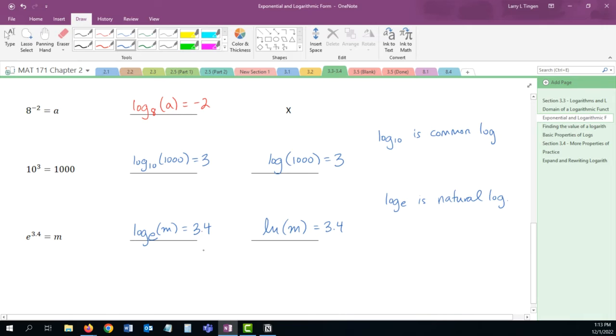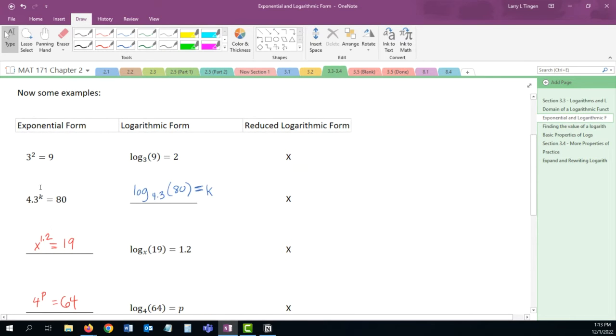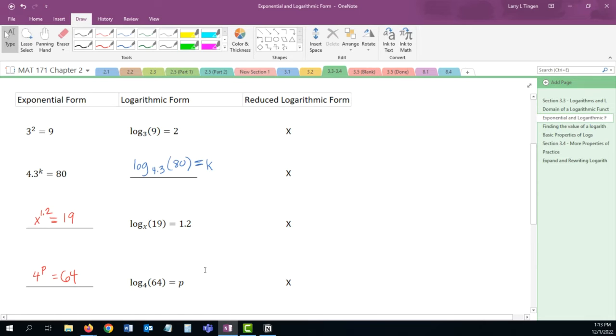Notice I didn't solve anything here, right? I didn't solve any of these problems. I just translated them between logarithmic form and exponential form. What do I mean when I say that? Exponential form means I've got exponents. Logarithmic forms means I have logs. All right.